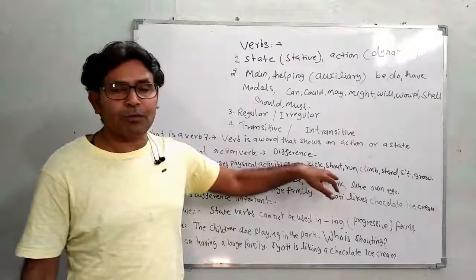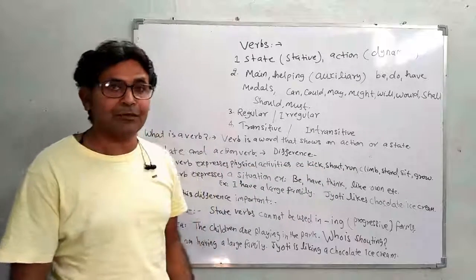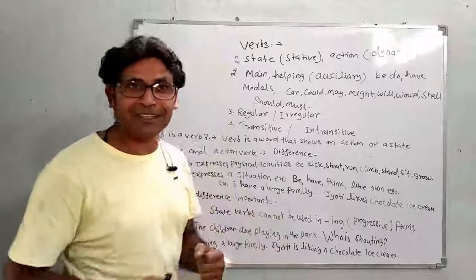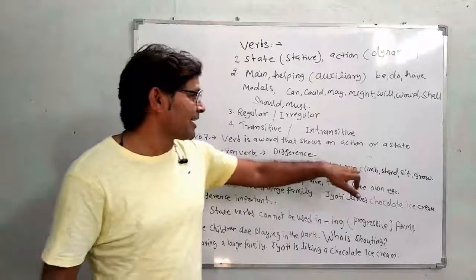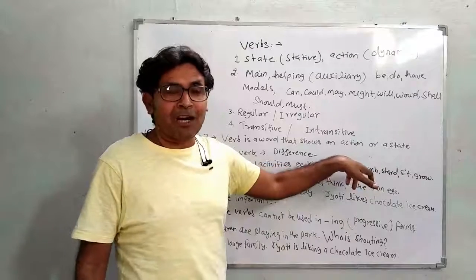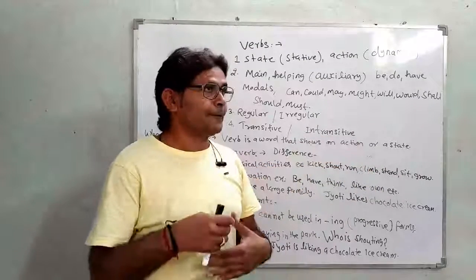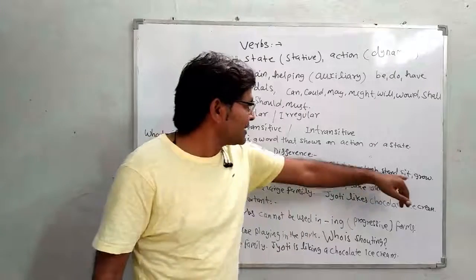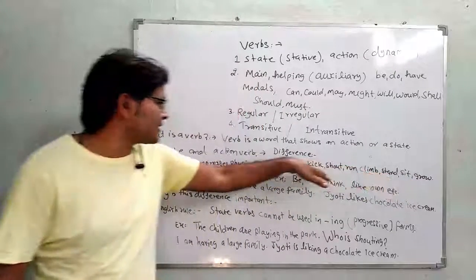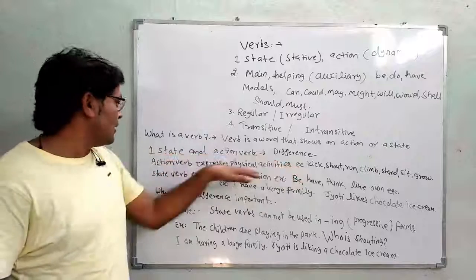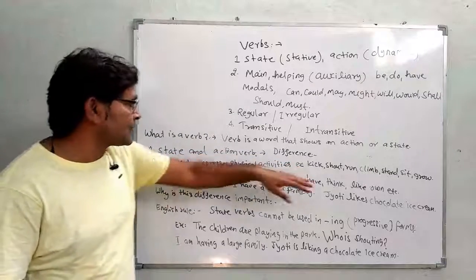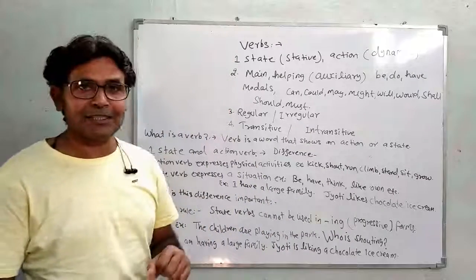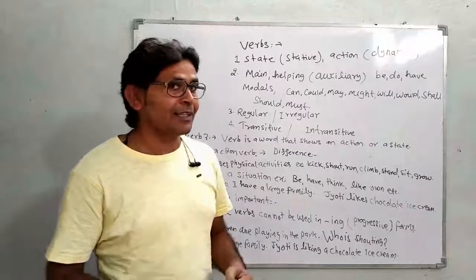And shout, when we shout, then there is a physical activity or a process. Run, when we run, there are lots of physical activities, the entire body works in it. Climb, we spend lots of energy and we move from one place to another place. Stand, sit, and grow. So these are certain examples of action verbs, and these show physical activities. So the verb which shows physical activities is called an action verb.